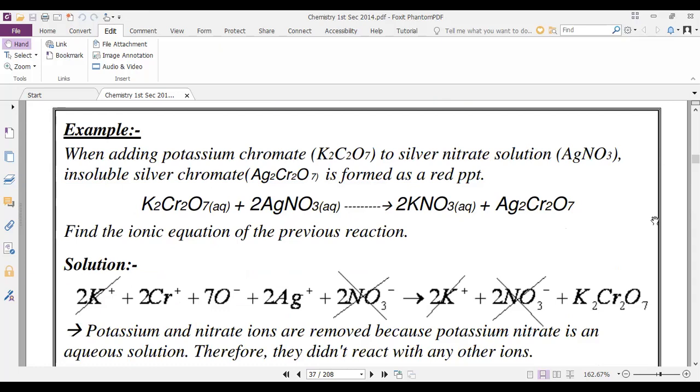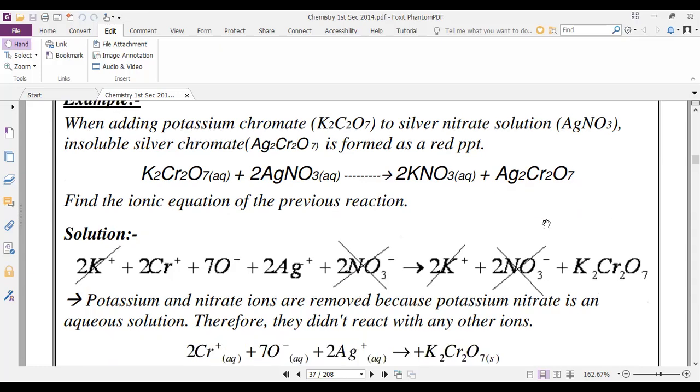Example. When adding potassium dichromate K2Cr2O7 to silver nitrate solution AgNO3, insoluble silver dichromate Ag2Cr2O7 is formed as a red precipitate. So the equation will be K2Cr2O7 plus 2AgNO3 to produce 2KNO3 plus Ag2Cr2O7. Find the ionic equation of the previous reaction. Solution: first, K2Cr2O7 will be ionized into 2K plus Cr2O7 negative 2.